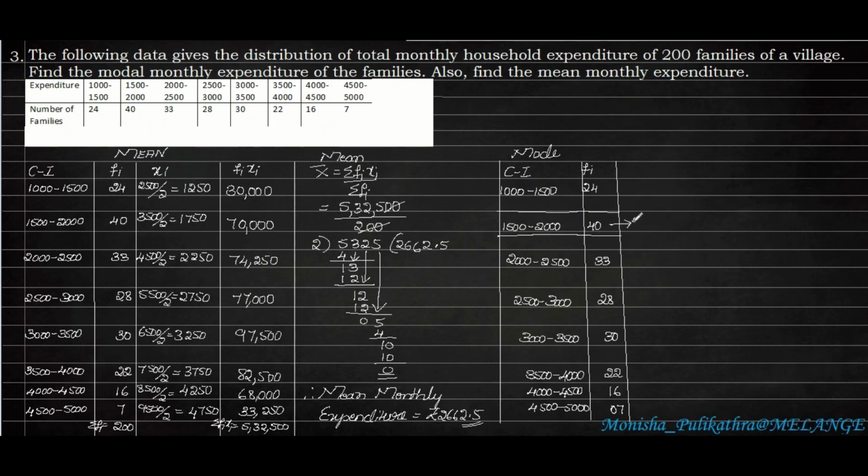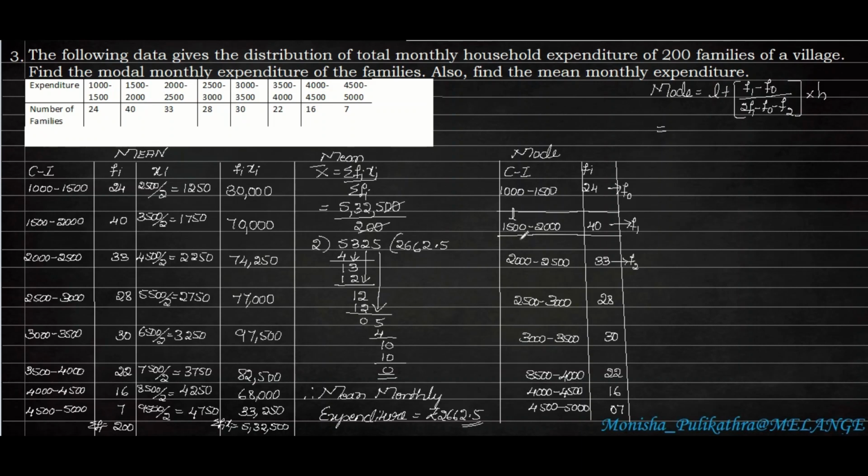Here the 40 is F1, the preceding term is F0 and the succeeding term is F2. And this is the lower limit. So I will be writing the formula for mode here. Mode is equal to L plus (F1 minus F0) whole divided by (2F1 minus F0 minus F2), into h.